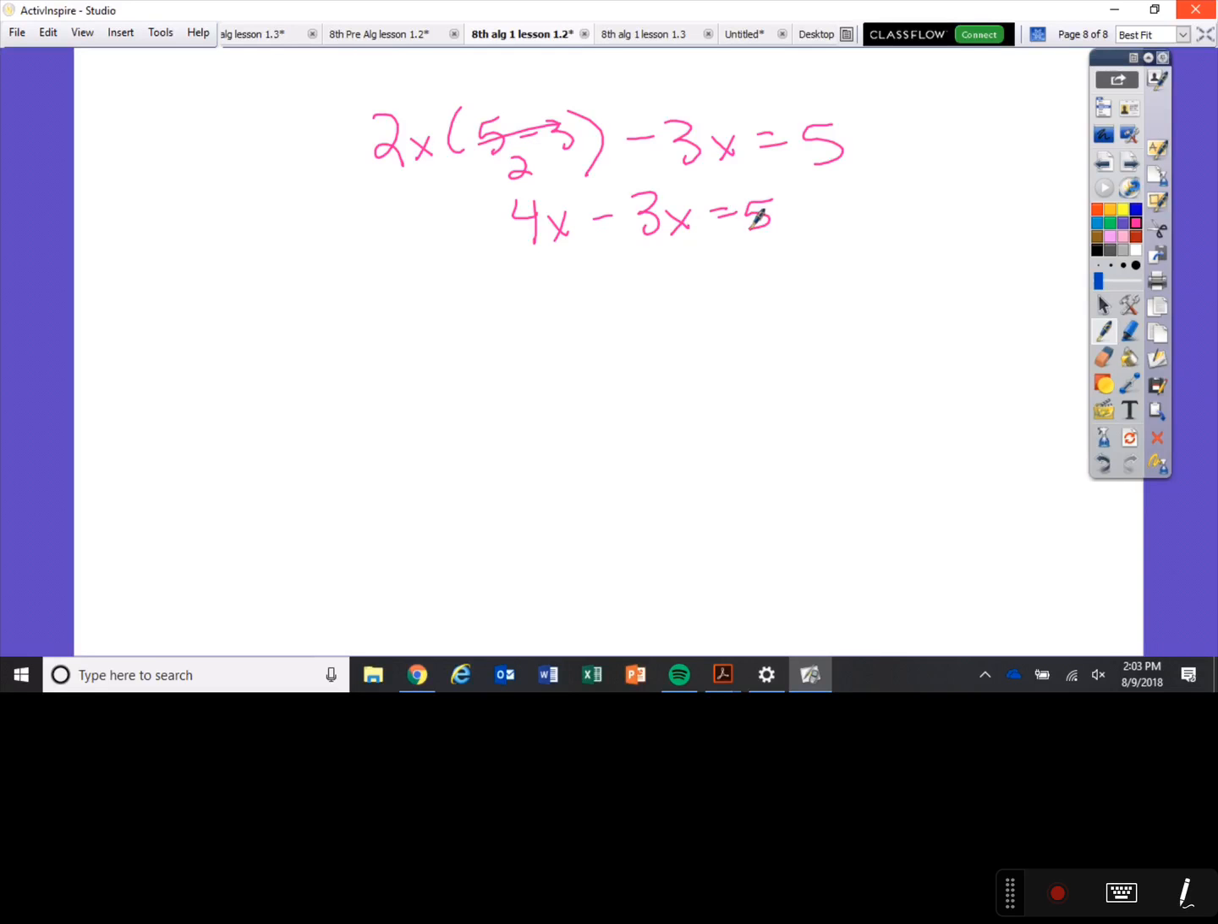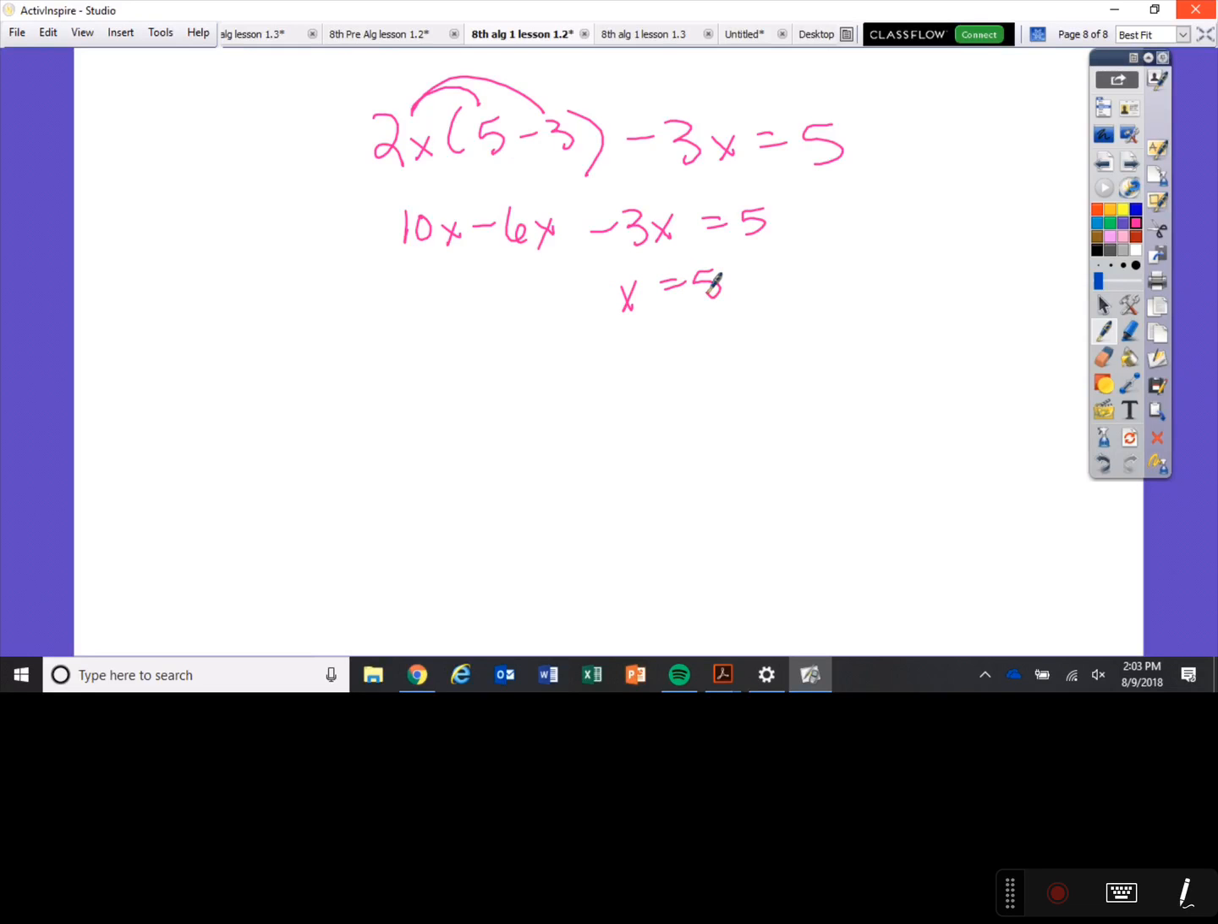What's 4x minus 3x? 1x. Or just x. X divided by 1. That was way simpler than what I did. Even if you did it without simplifying the parentheses, it would still work. 2x times 5 is 10x. 2x times negative 3 is negative 6x. Bring down the minus 3x equals 5. 10 minus 6 is 4, 4 minus 3 is 1. It still works even if you did it the other way.